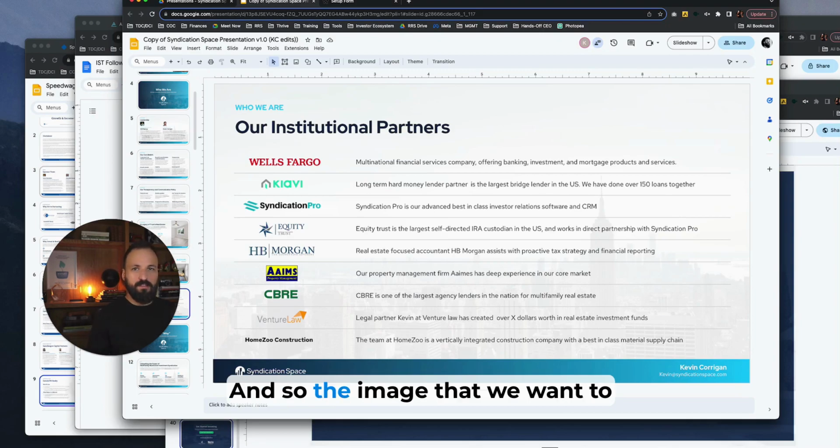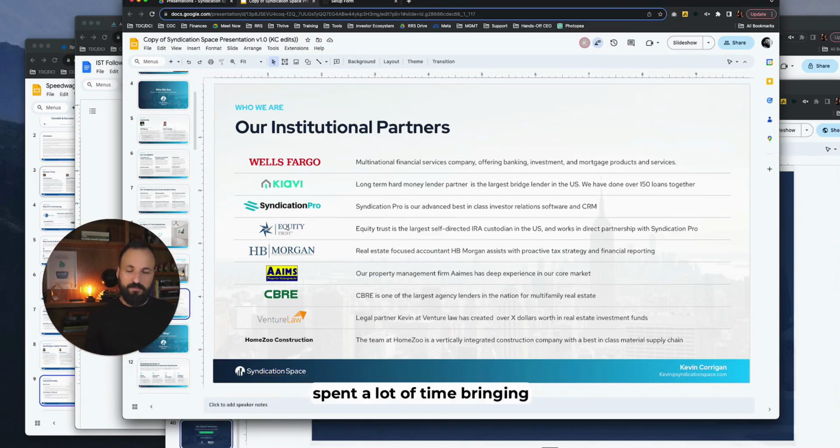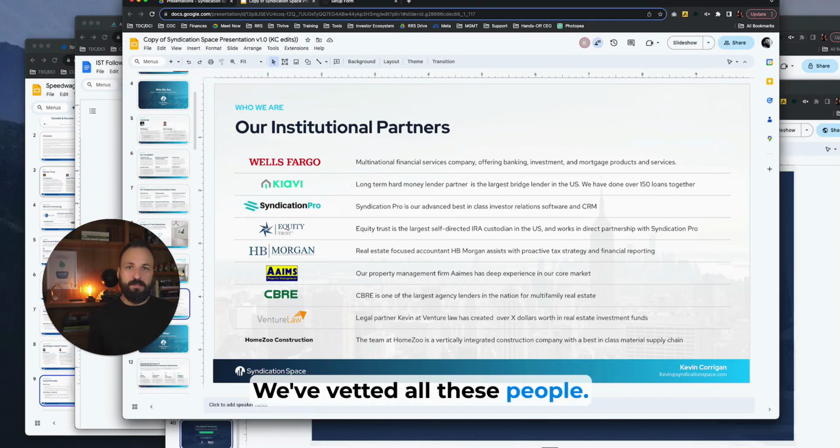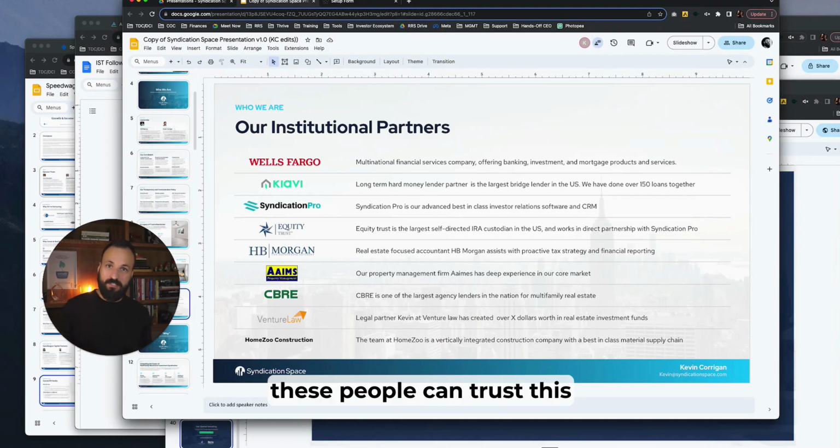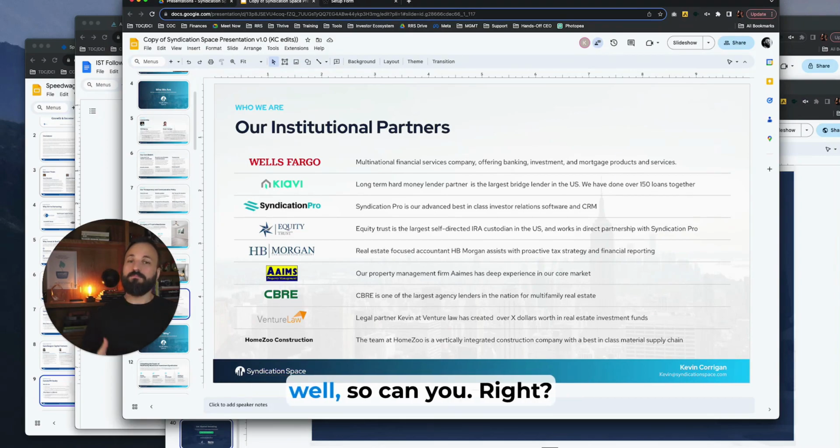And so the image that we want to create here is that this is not like a Mickey Mouse operation. This is something that we've spent a lot of time bringing in just the right partners, we've vetted all these people. And the idea here is that if these people can trust this operator and the syndicator, well, so can you, right?